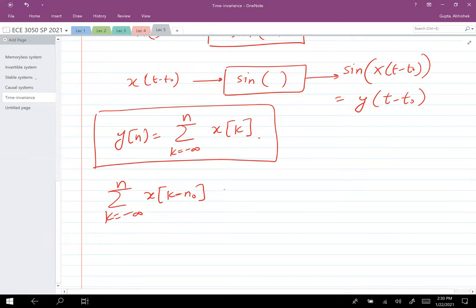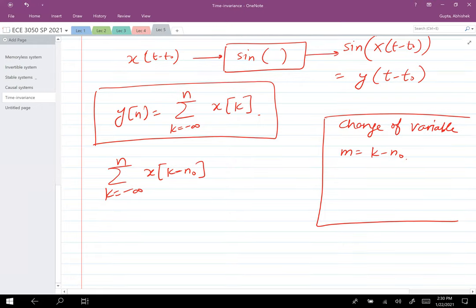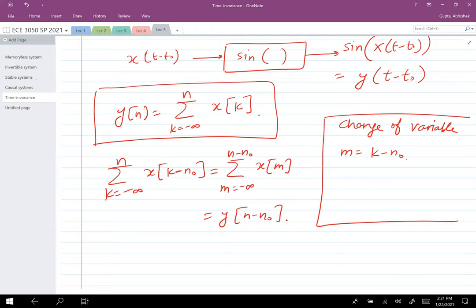I'm going to define m equals k minus n0. k is already used. So this would be the summation from m equals minus infinity to n minus n0 of x[m], which is equal to y[n minus n0]. So I give it a shifted input, I get a shifted output. Sorry, I mean it's time invariant, not causal. So the accumulator is time invariant.